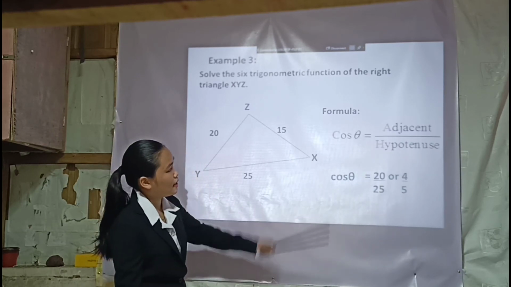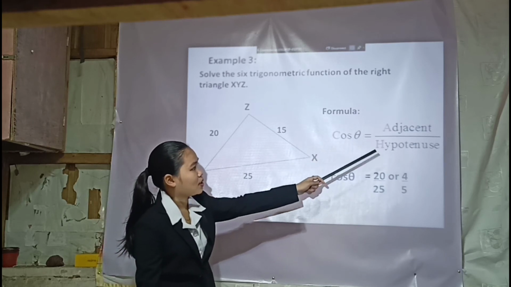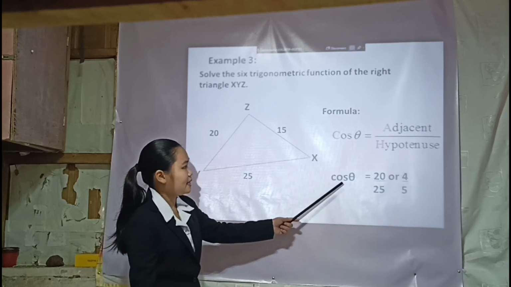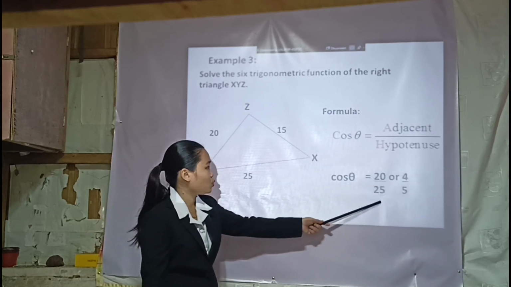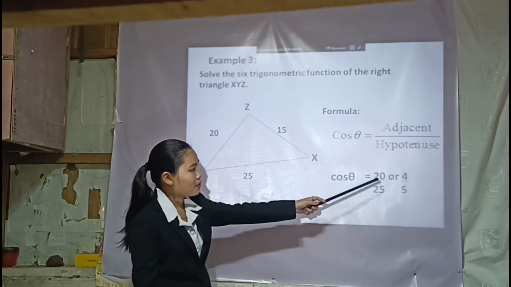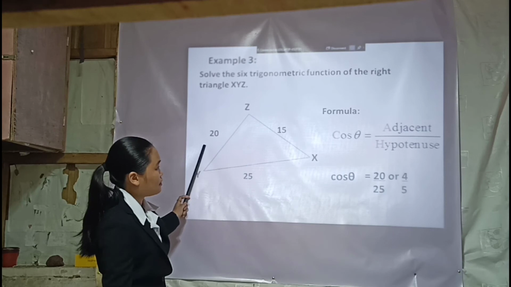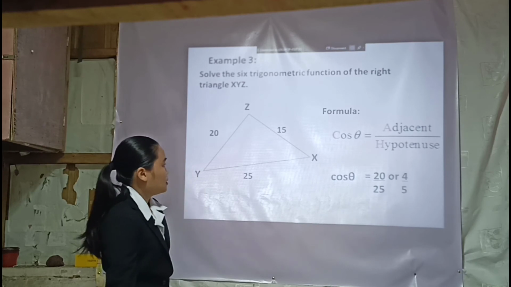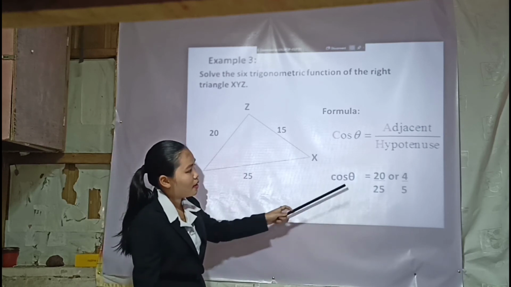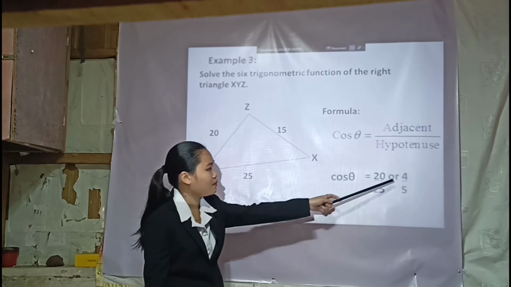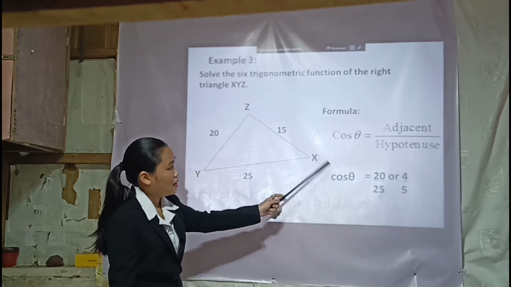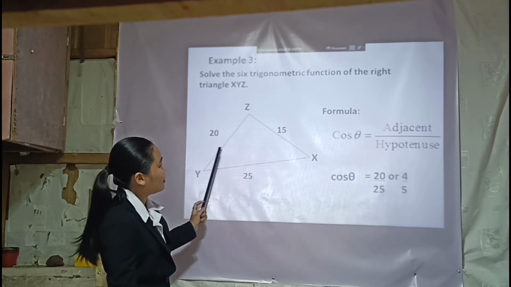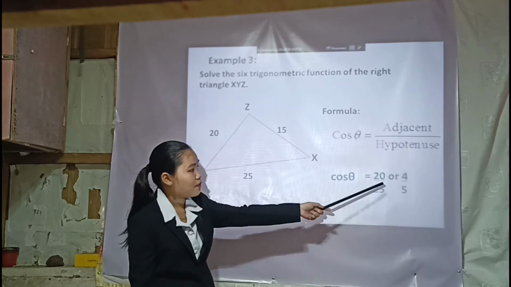Next, the cosine theta. The formula is cosine theta equals adjacent over hypotenuse. So, cosine theta equals 20 over 25 or 4 over 5, where 20 is the value of the adjacent and 25 is the measurement of the hypotenuse. And we can reduce it by dividing by 5. So 4 over 5. The value of cosine for this right triangle XYZ is 4 over 5.